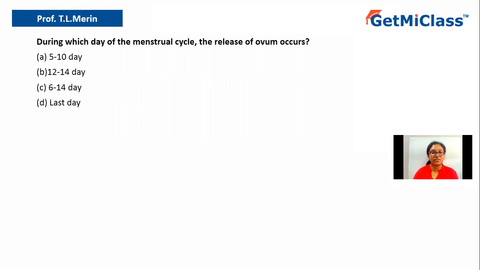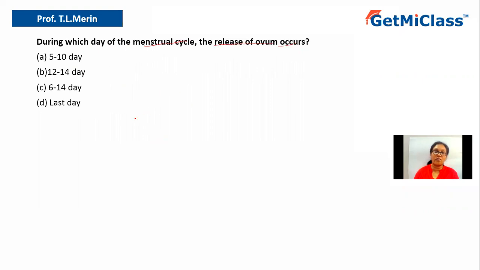Today we are going to solve this question which says: during which day of the menstrual cycle does the release of the ovum occur? Option A, 5 to 10 days, option B, 12 to 14 days, option C, 6 to 14 days, option D, last day. Okay. Now, what are they asking? They are asking during which day of the menstrual cycle release of ovum occurs.